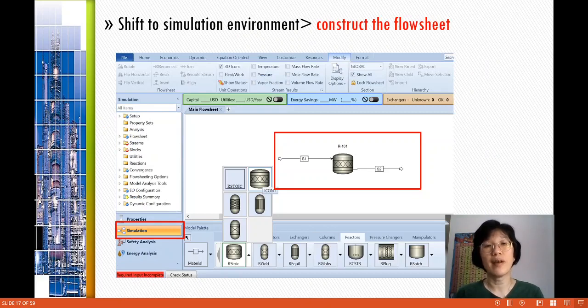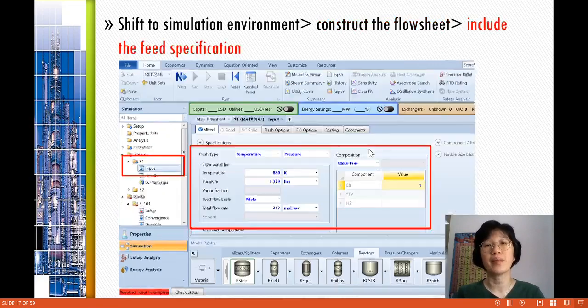Okay, so once you have done that, you have to shift to the simulation environment and construct the flowsheet. Obviously, you have to choose RStoic, and the icons here all represent RStoic. I will choose this first one and connect to the streams. We have one inlet and one outlet, and we name the reactor using the proper convention. So R101 here, I have put as the name of the reactor.